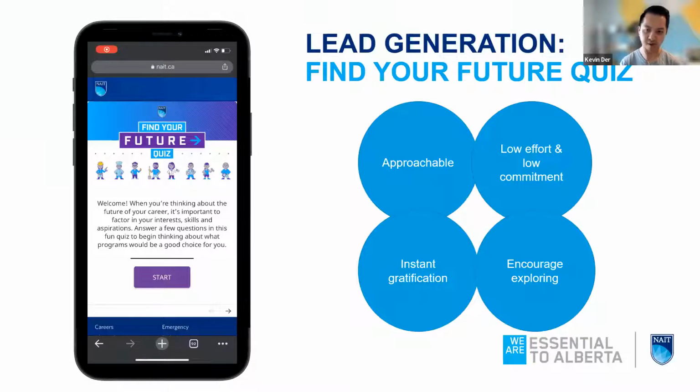We didn't want this to be like a Myers-Briggs personality quiz that has dozens of questions. We really want people to be in and out of the quiz. Instant gratification, like I said earlier, is really important to the Gen Z audience. They want something immediate after they gave us their attention. And very lastly, we really want them to encourage exploring. So by the end of the quiz, we wanted to give them something meaningful and encourage them to keep looking into NAIT some more.